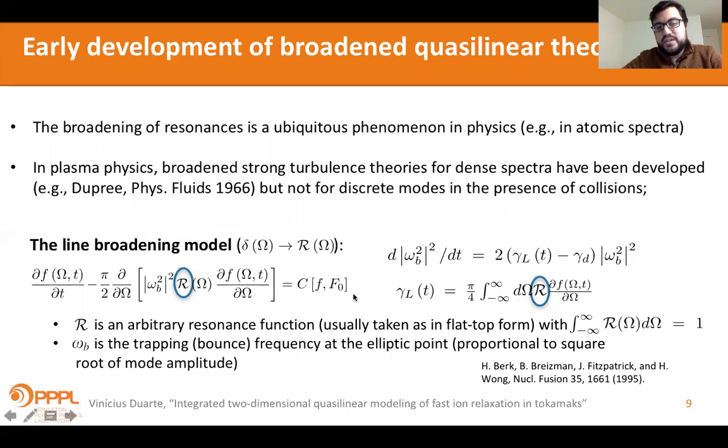That equation for the relaxation of the distribution function is supplemented by an equation for the evolution of the amplitude. So recall that omega bounce, the trapping frequency, is proportional to the square root of mode amplitude. This is the growth rate and the damping rate. And the growth rate is the usual Landau prescription. It's proportional to the local gradient of the distribution function at the resonance.